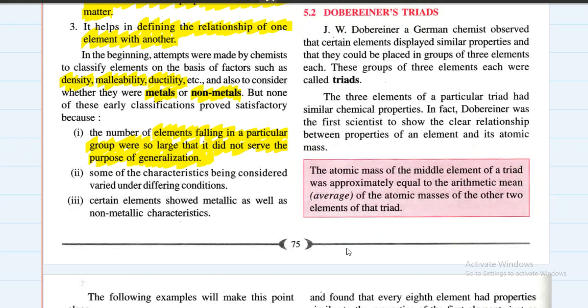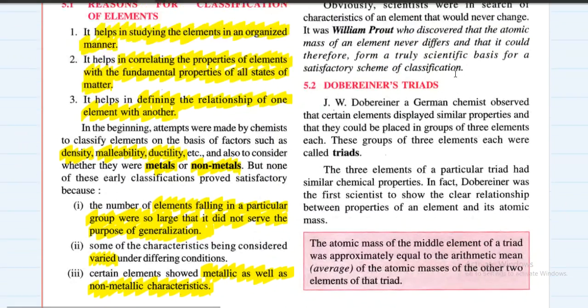was not possible. Some of the characteristics being considered varied under different conditions. Varied means some characteristics appeared to be different under differing conditions. Certain elements showed metallic as well as non-metallic characteristics. As I just told you about mercury, but that was just about its physical state. But there are some metalloids. Metalloids show metallic as well as non-metallic characteristics. So it's very difficult to classify them.